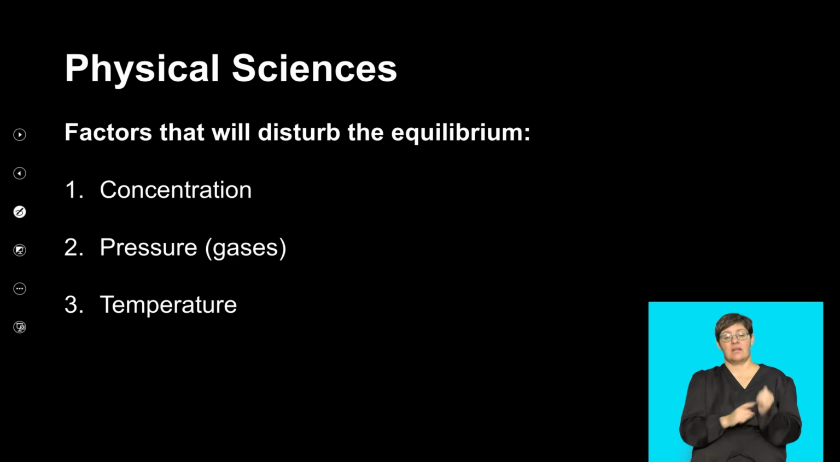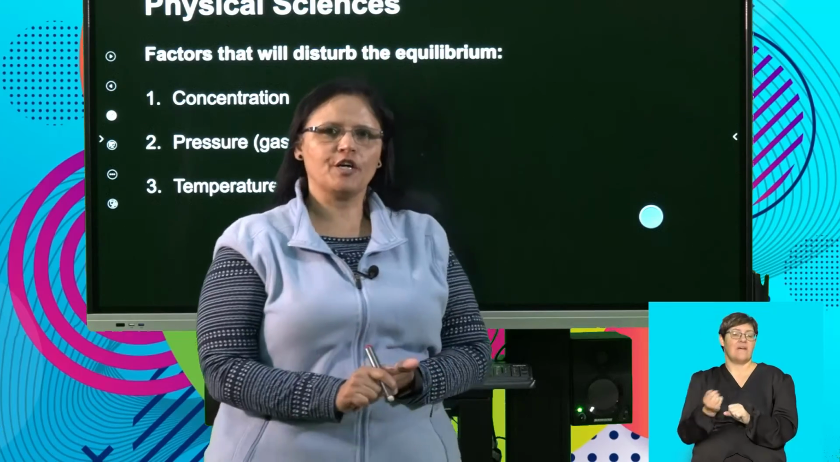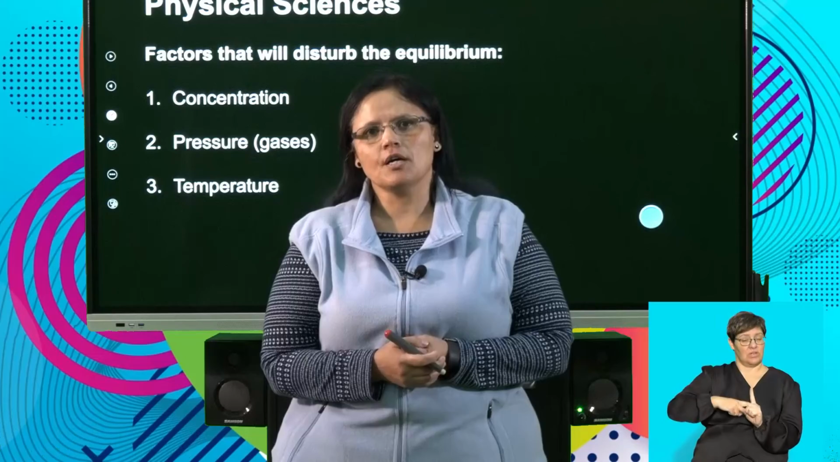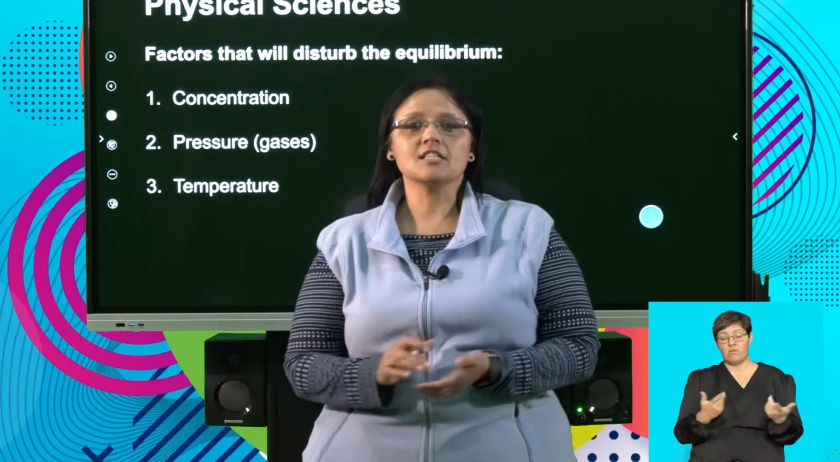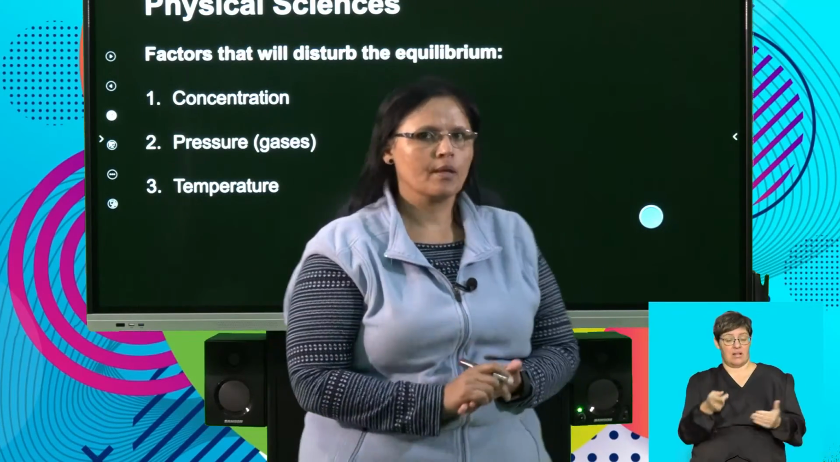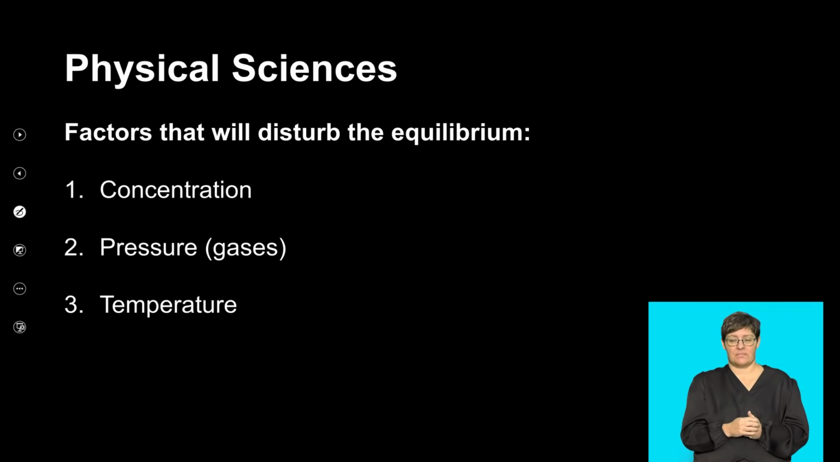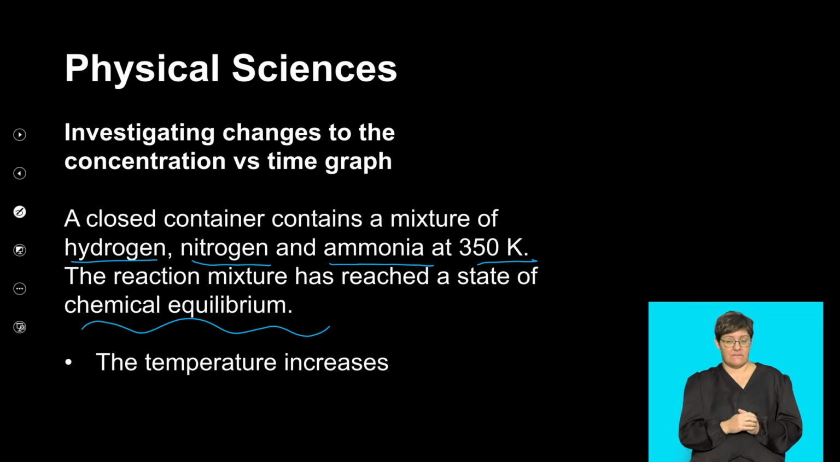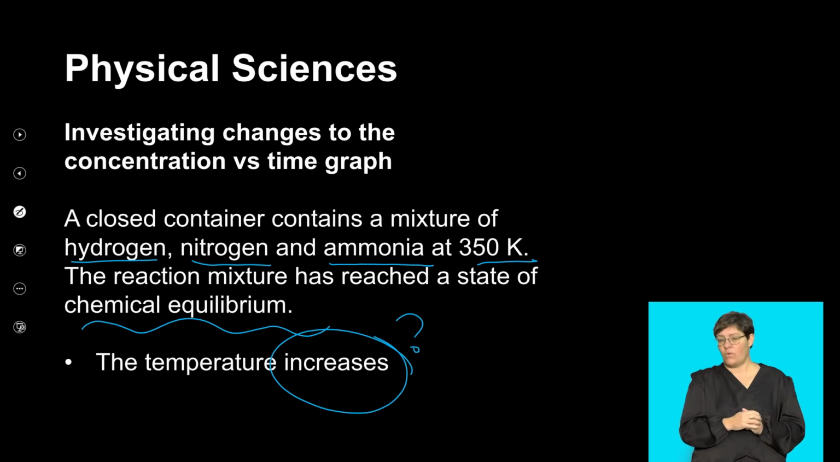That brings us to the last one, where we're going to look at the effect of temperature, and we're specifically going to look at the effect of temperature in a closed system that is in a state of chemical equilibrium. We will look at the reaction of hydrogen, nitrogen, and ammonia at 350 Kelvin. The reaction mixture has reached a state of chemical equilibrium, and we want to now work out what will happen if the temperature is increased.